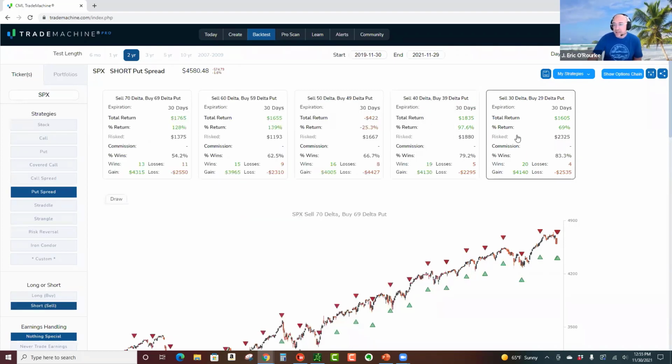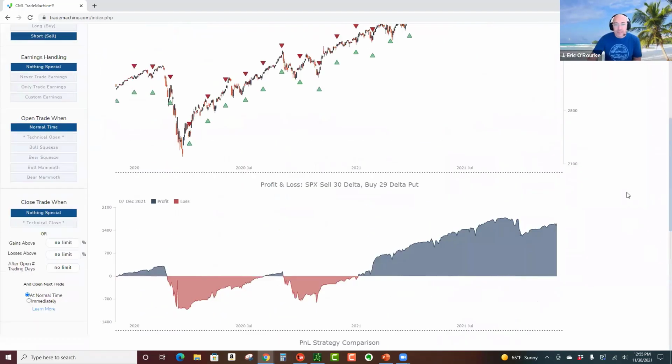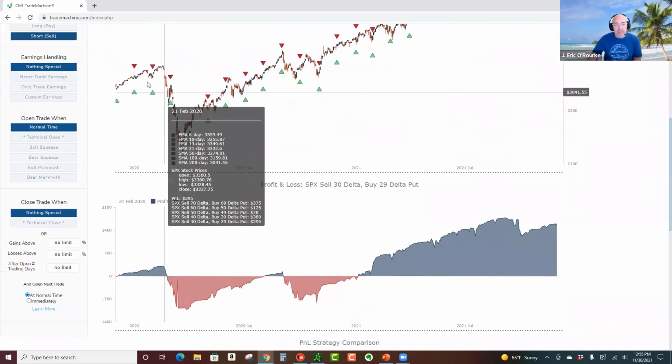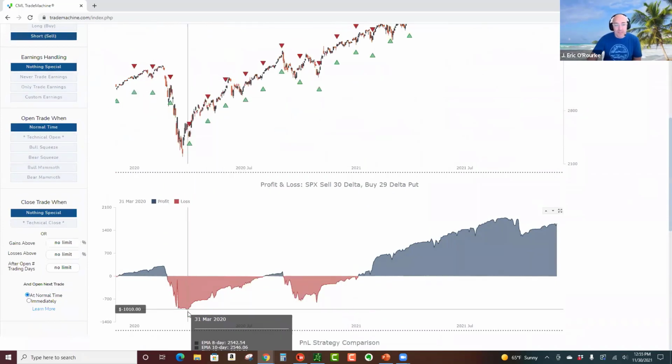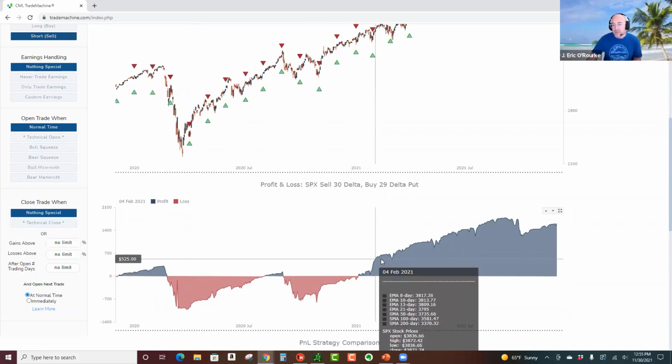But let's contrast that with the Delta 30, which is the safer one, right? 83% win rate, but look at the heat you take. You lost more in COVID, because remember, the risk is more when you go out of the money. It's higher probability. We got that win rate we wanted, 83%, but you're risking more on the losers. So this was definitely not as profitable.